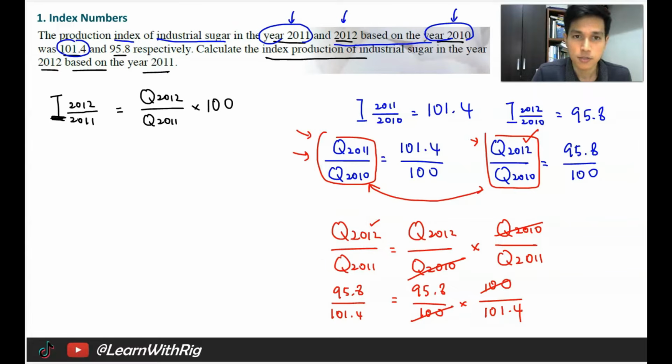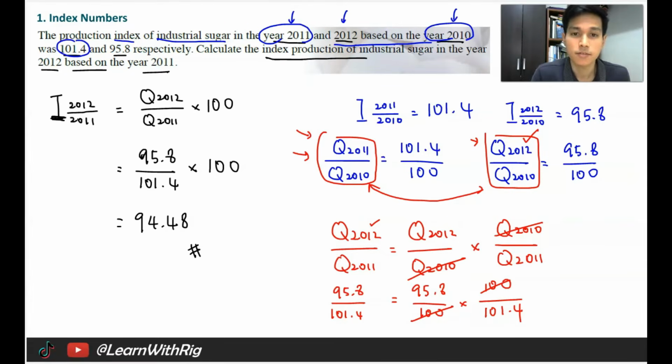Now you can just substitute into this equation. The equation is going to be 95.8 over 101.4 multiplied by 100. When you do this, you should get 94.48. So this is your index for the industrial sugar in year 2012 based on 2011. This is your answer.